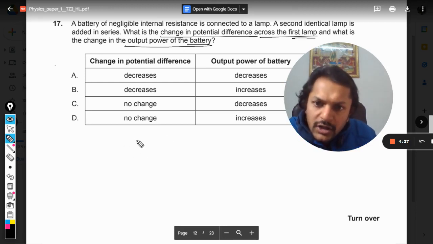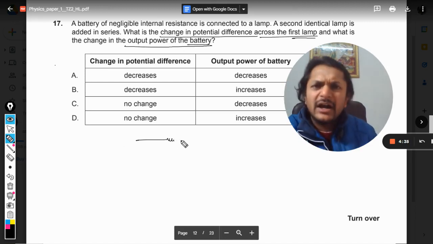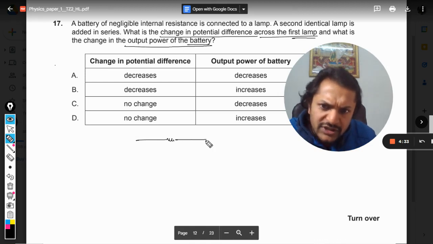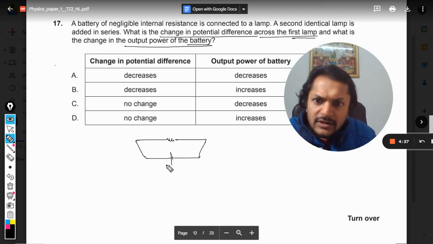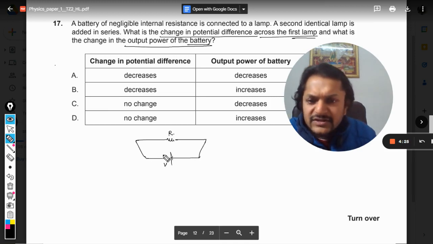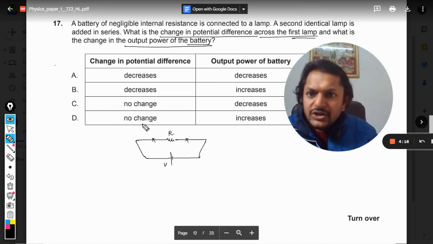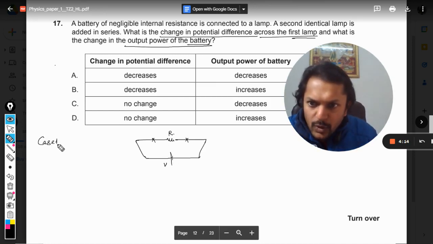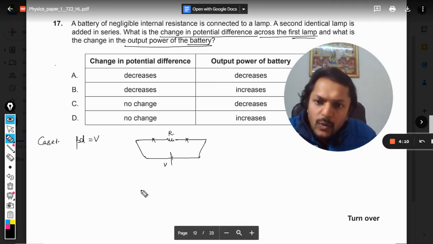Okay, so the question is like, the lamp can be regarded as a resistance only. So this is the first case, and they are now connected with the battery like this. So this battery is V and the resistance is R. So obviously, what is the potential difference across the resistance R now? It will be equal to the EMF of the battery. So in case number one, the PD, that is the potential difference, will be equal to V. And now what is case number two?